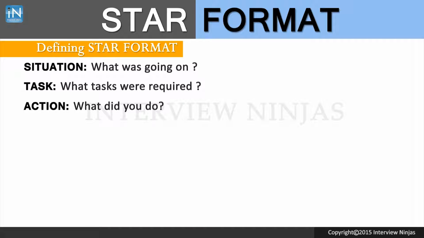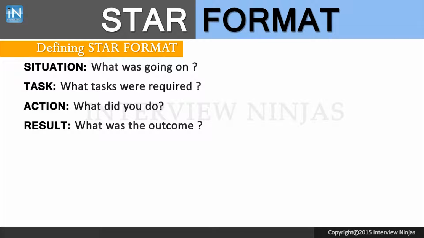Task would mean something like, let's say, we had to increase revenues. And action, on the other hand, would entail all the activities that you had to do in order to finish those tasks. At the end, you have the Result. What was the outcome of the activity and what did you get to eventually?